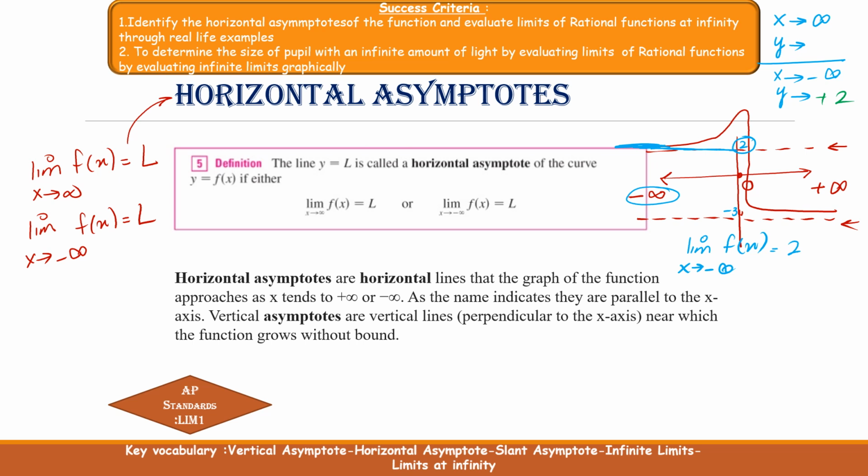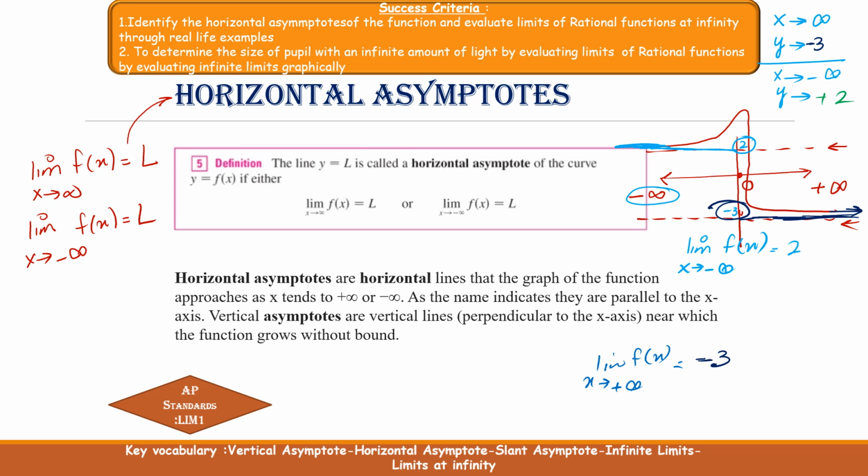Now, what is the end behavior of the function, the limit of f of x when x is approaching positive infinity? Look at the graph. Here is positive infinity. What is the y value? Here the y value is negative 3, which means that when x is approaching positive infinity, the value of y is negative 3.